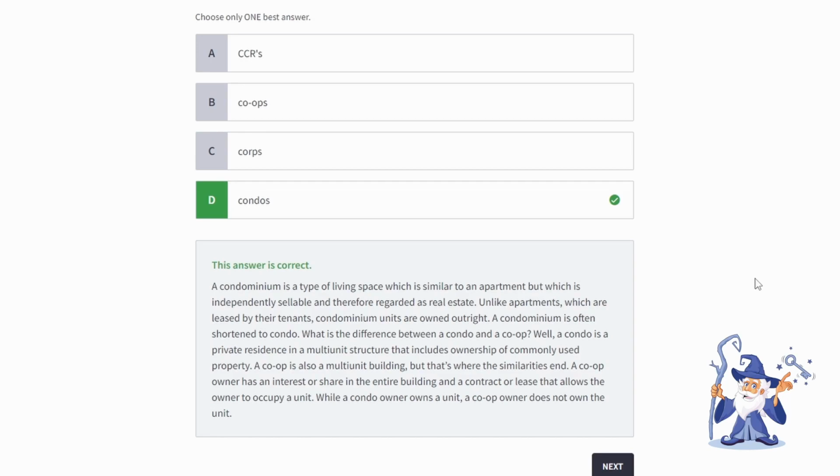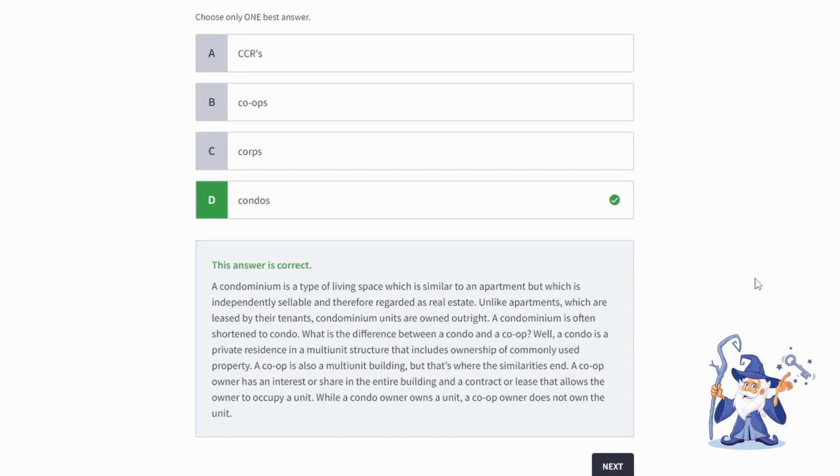What's the difference between a condo and a co-op? Well, a condo is a private residence in a multi-unit structure that includes ownership of commonly used property. A co-op is a multi-unit building, but that's where the similarities end. A co-op owner has interest or share in the entire building, and a contract or lease that allows the owner to occupy a unit. So while a condo owner owns a unit, a co-op owner does not own a unit.